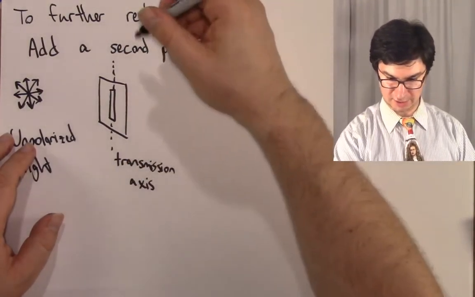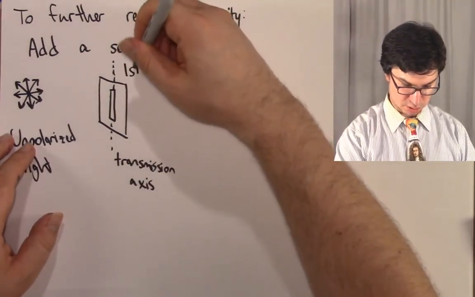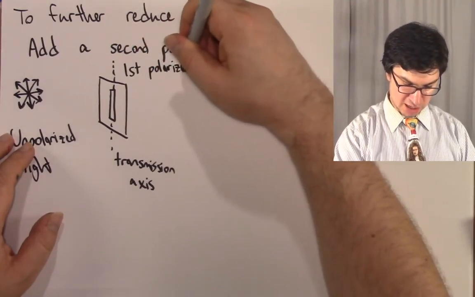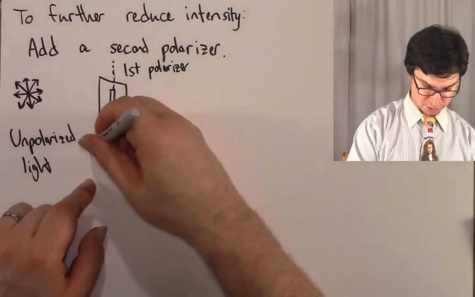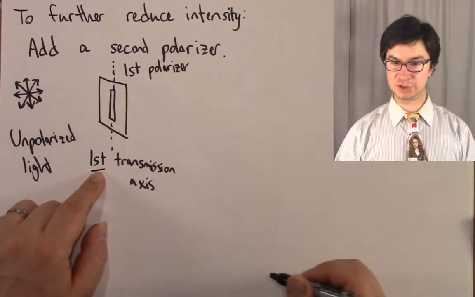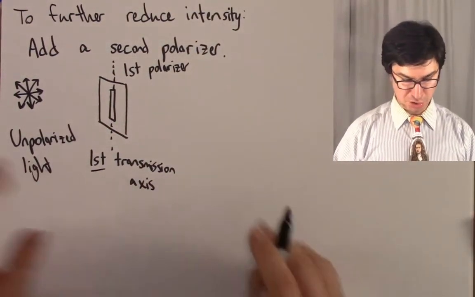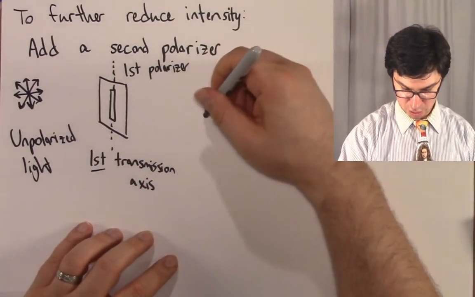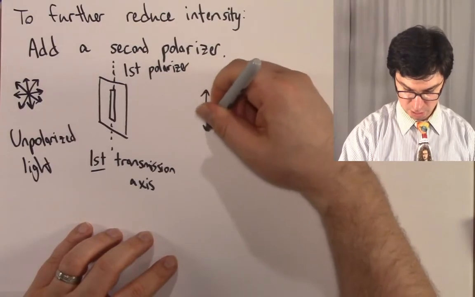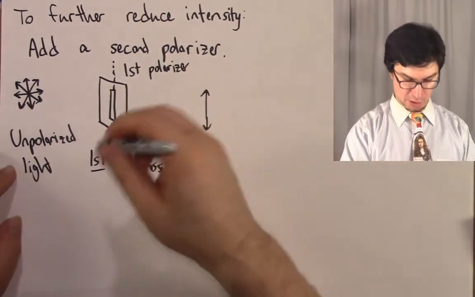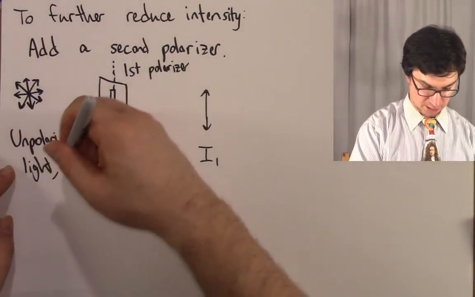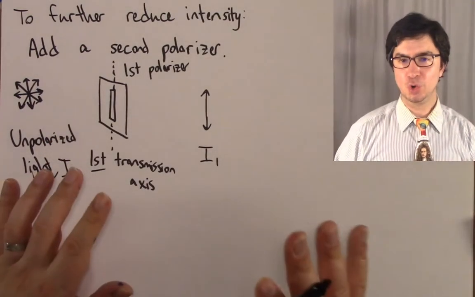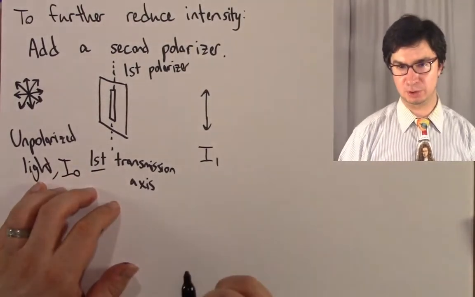Alright, and this is again the first polarizer. And you can therefore say that this is the first transmission axis. Okay? So, following the first polarizer, we're going to have our polarized beam, which is going to be I1. The unpolarized light, again, was I0. Okay? And now, we're going to go ahead and add another polarizer.